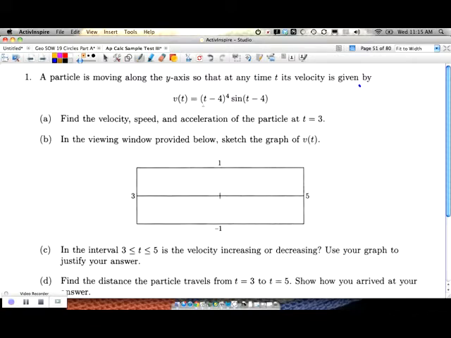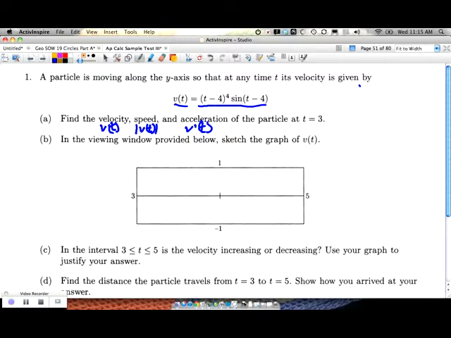A particle is moving along the y-axis with this function, and here's our velocity. Part A is going to ask us about velocity, speed, and acceleration. Remember that velocity is just v of t. Speed is the absolute value of velocity, and acceleration is v prime of t. So that's how we're going to look at those.